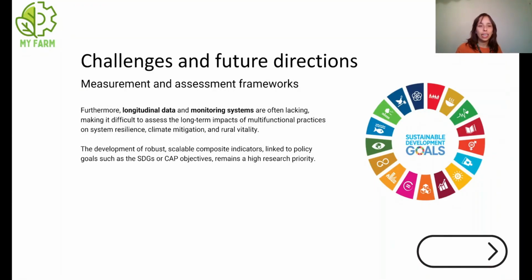Furthermore, longitudinal data and monitoring systems are often lacking, making it difficult to assess the long-term impacts of multifunctional practices on system resilience, climate mitigation, and rural vitality. The development of robust, scalable composite indicators linked to policy goals such as the SDGs, so the Sustainable Development Goals of the United Nations, and/or CAP objectives, so the objectives of the Common Agricultural Policy of the European Union, remains a high research priority.